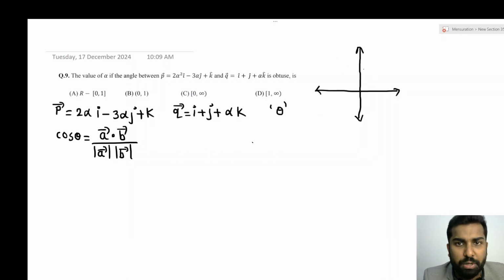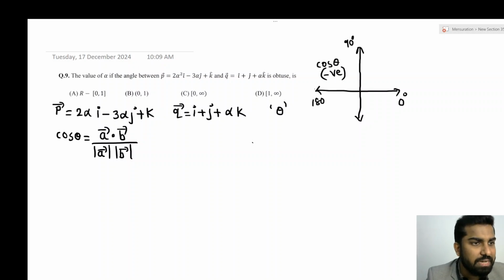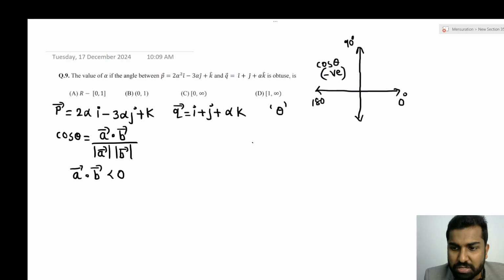So if theta is obtuse, it will be lying in the second quadrant, right? In the second quadrant we know cos theta is negative. Cos theta is negative means this a dot b must be less than 0. If a dot b is less than 0, then only the cos theta value will become negative, that is in the second quadrant, right?